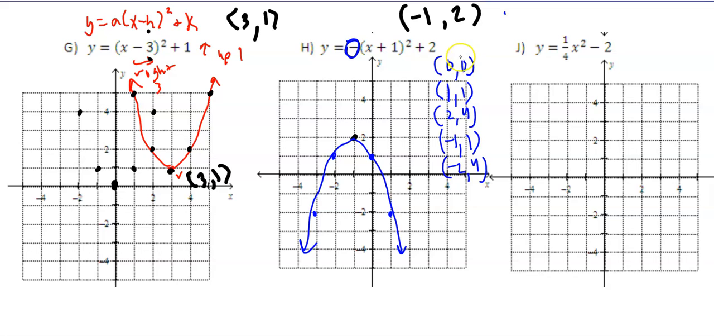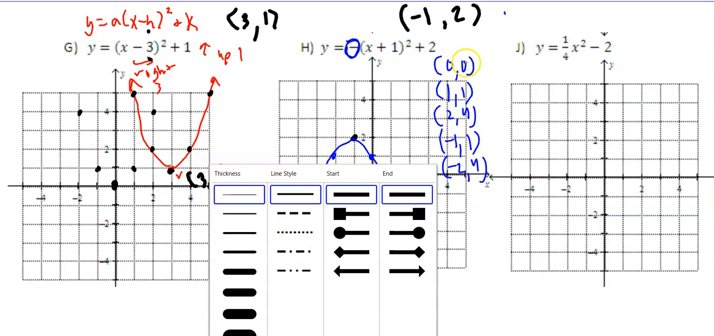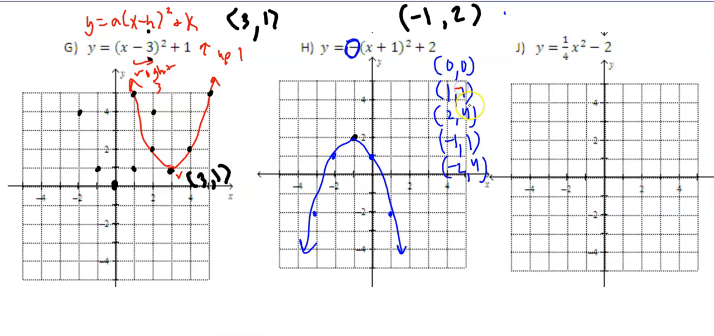Multiply all the y values by negative 1. In this case, 0 remains the same. That's going to be -1. That's -4, -1, -4. You could plot those 5 points. Looks like this.